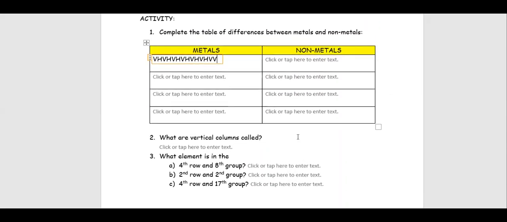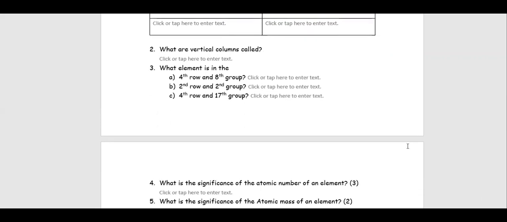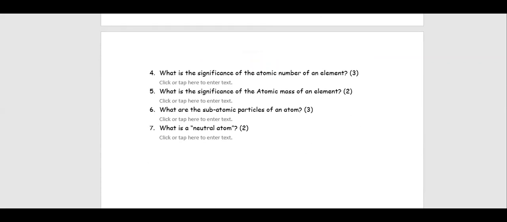Okay, guys, let's look through the activity quickly. You need to complete the table of differences between metals and non-metals. You need to tell me what a vertical column is called. And then you need to guess the elements in A, B, and C. Number 4 says you need to tell me the significance of the atomic number of an element. When I ask you for the significance of something, you basically need to tell me what its meaning is. What does it stand for? What does it tell me? Then number 5 says, what is the significance of atomic mass? We've done this in the previous lesson, so just refer back to that.